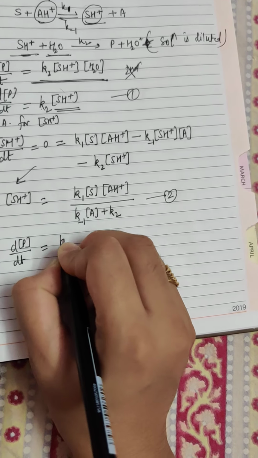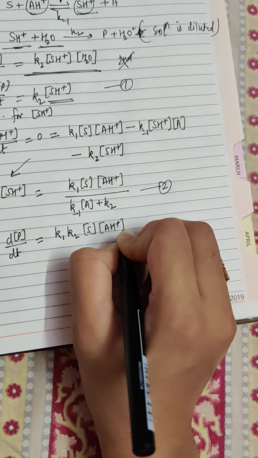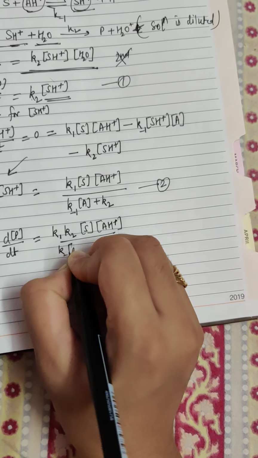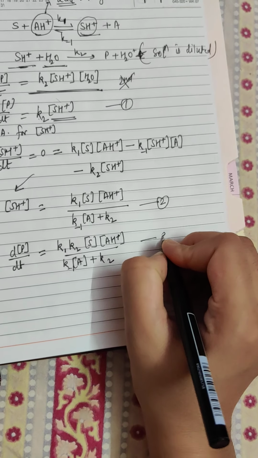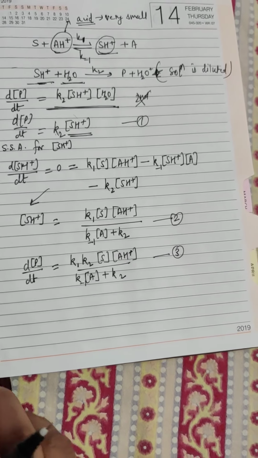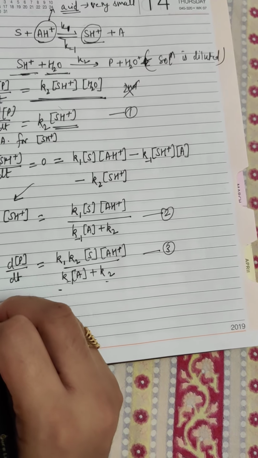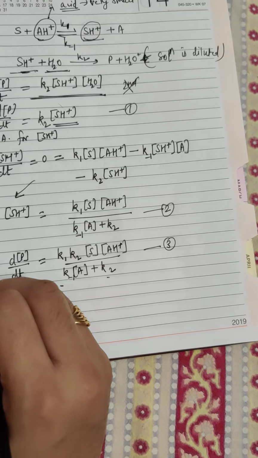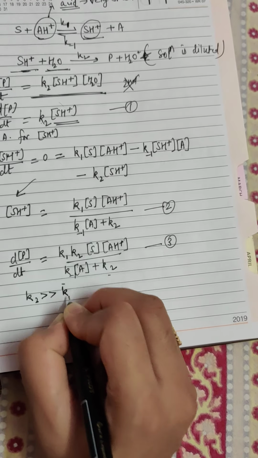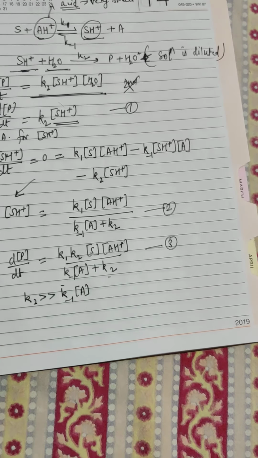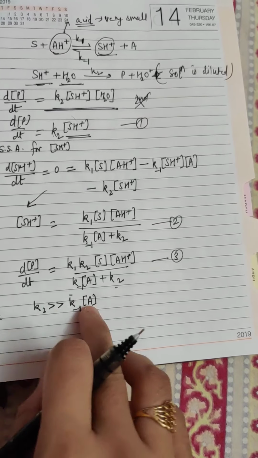So our rate of reaction in this case becomes K1 K2 S AH positive over K inverse A plus K2. Alright, so let's say this is our third equation. Now two cases arise. We have two terms in the denominator. First case is when your K2 is much greater than K inverse A. In that condition, what happens? Or in other words, what does this mean?